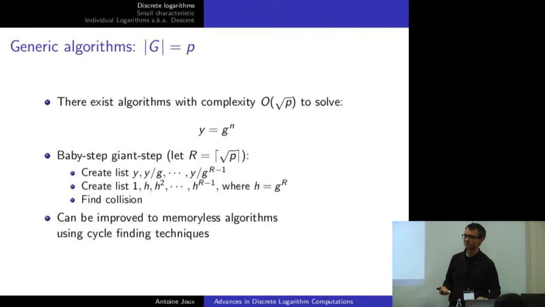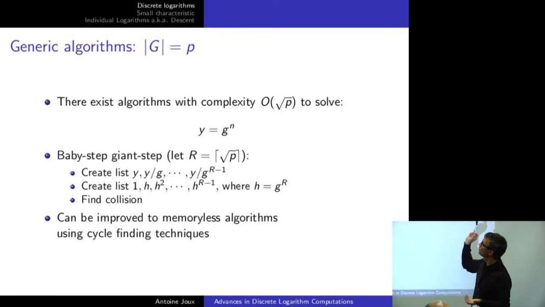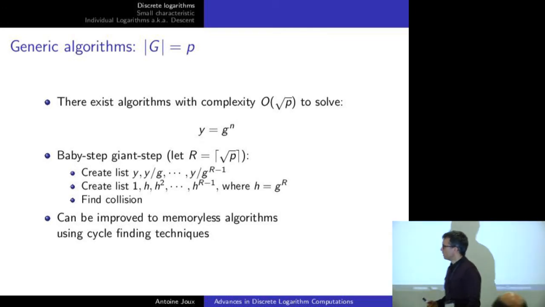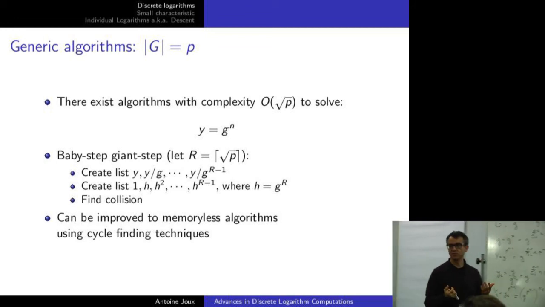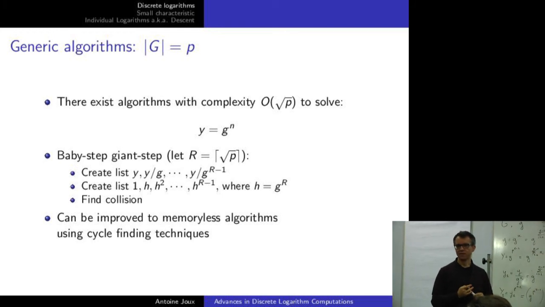So now the question is, what happens if the cardinality of the group is prime? That's the next natural question, since we know that this is the hardest case, so we want to focus on groups of prime order. What is well known for these kinds of groups of prime order is that there are algorithms whose complexity is square root of the size of the group. Well, I'll write big O of square root. What I'm going to show you is probably big O tilde of square root.